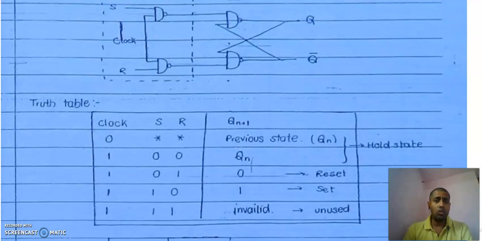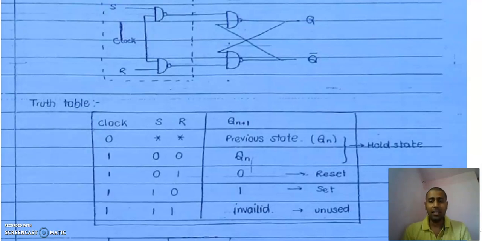Now when SR is 0 1, S is 0 and R is 1. If S is 0, we will get 1 at the output of the NAND gate in front of S, and in the other gate we will get 0, that means 1 0. In the case of 1 0 in SR latch using NAND gate, we have seen we will get the output as 0. In the case of 1 0, we will get output as 0 and 1 after the first NAND gate. But in the case of SR equal to 1 1, we will get 0 0, which is the invalid state or unused state.